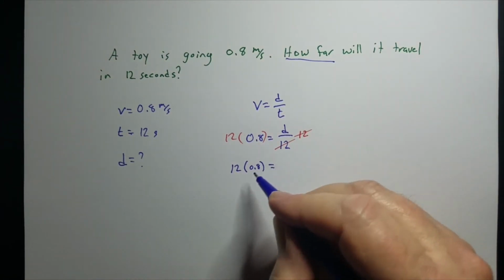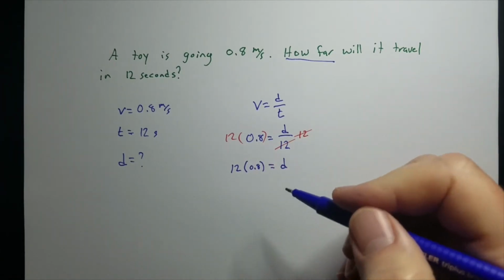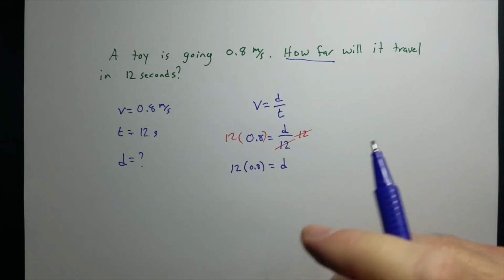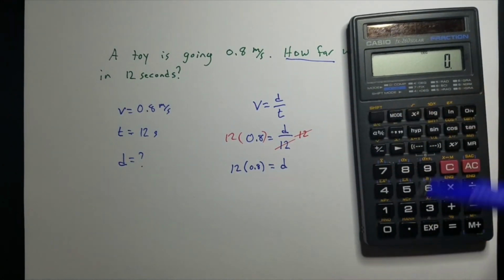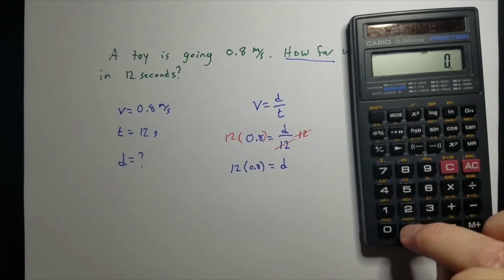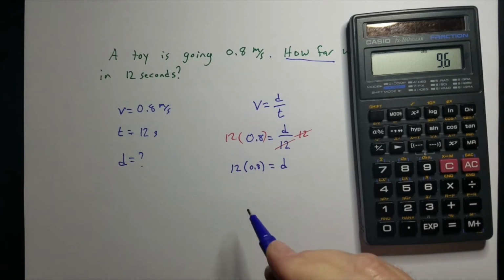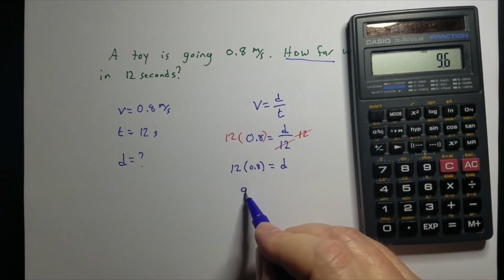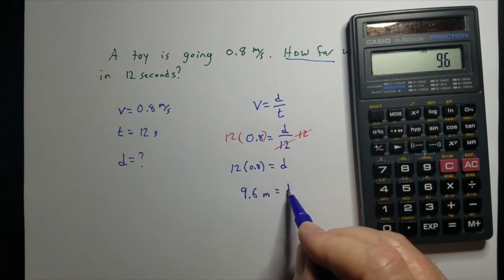And we're going to get 12 times 0.8 equals d. Now you don't have to show all your steps, but you want to give enough of an idea to let your instructor know how you got your answers. So at least the equation, substitute, and solve. Now to solve it, we've got 0.8 times 12. So it traveled a distance of 9.6 meters.